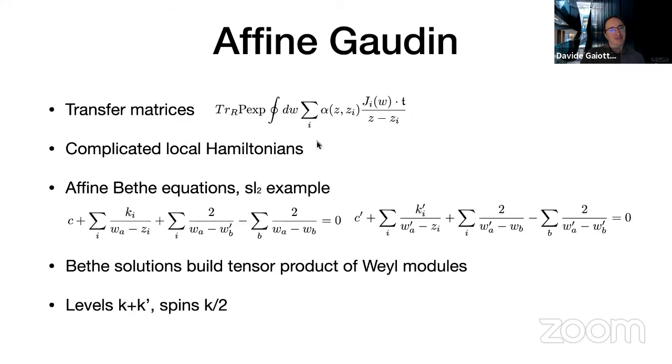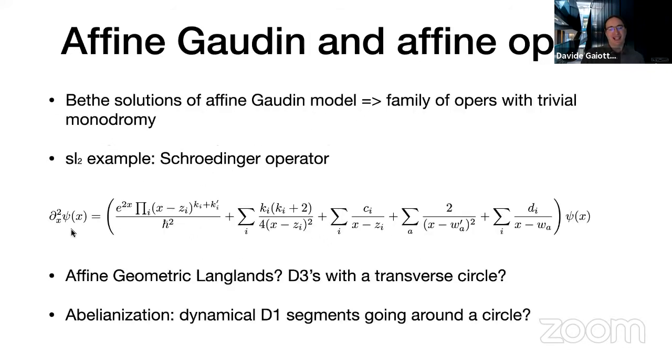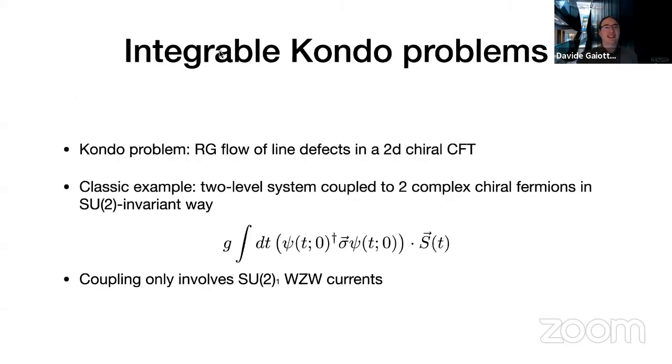Now, if you've seen problems like that before, you might start recognizing something called the ODE/IM correspondence. So these sort of Schrödinger operators appear in the context of integrability. And where do they appear? They appear in the study of Kondo problems. So what is a Kondo problem?